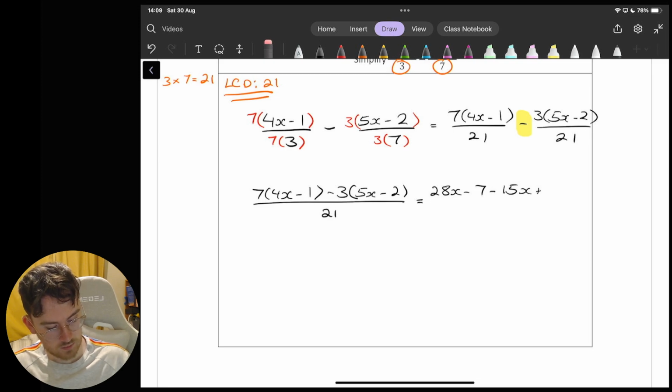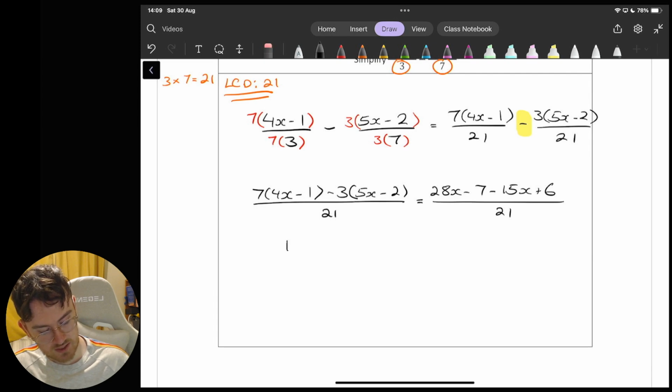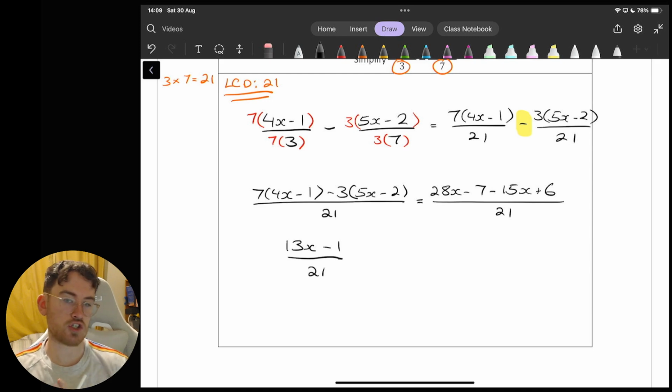My eraser doesn't want to work. There we go. Plus 6. And all still over 21. So then 28 minus 15, that's going to give me 13. Minus 7 plus 6, that's going to give me a minus 1. And all over 21.